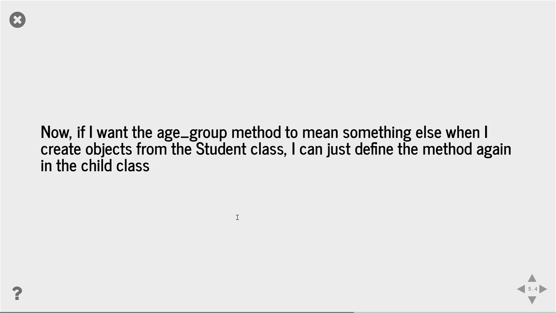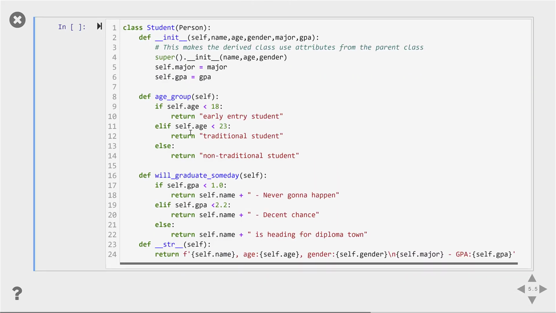I want the age group method to do something different when it's in the student class, because a student might have a different age grouping here, and in fact here it does. So you can see this is my child class again, or my subclass. You can see that I've now added a method here for age group, because the age group for a student is totally different than an age group for a person.